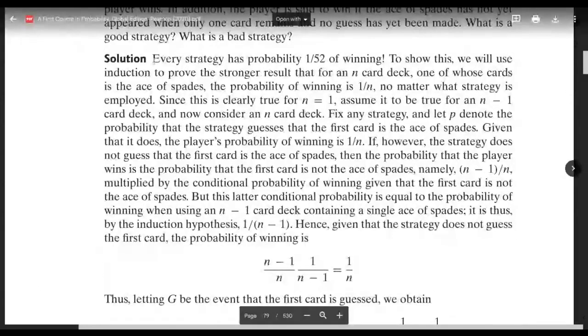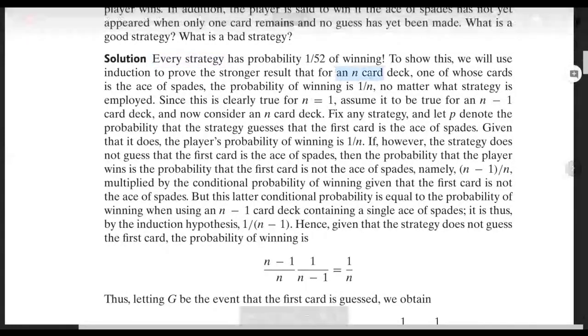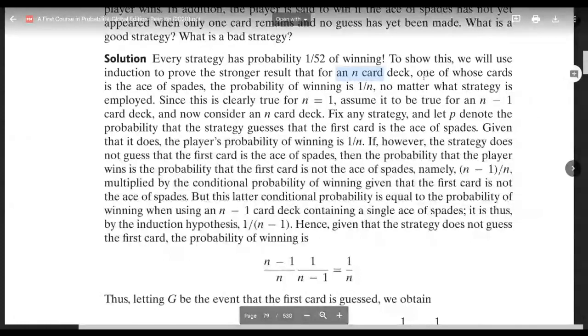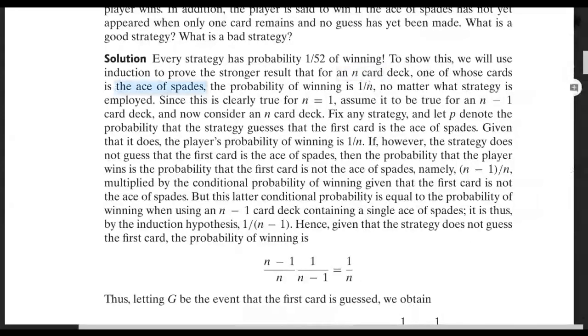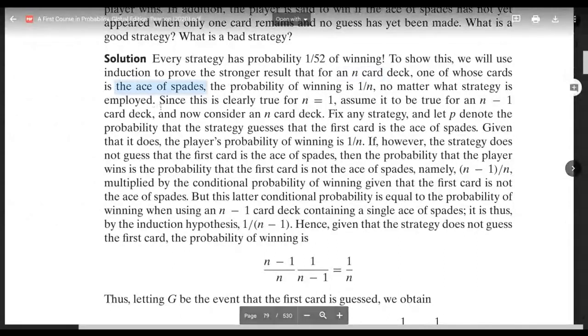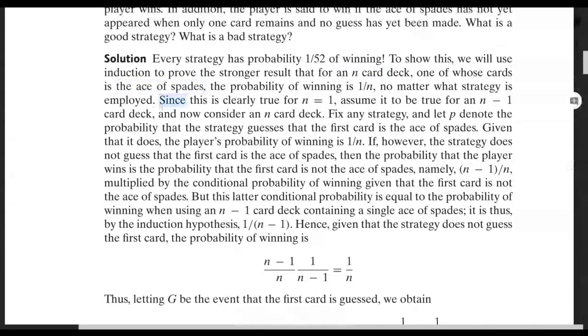Every strategy has probability 1 over 52 of winning. To show this, we will use induction to prove the stronger result that for the N card deck, like Tom likes to do, extending 52 to N cards, one of whose cards is the ace of spades, the probability of winning is 1 over N no matter what strategy is employed, since this is clearly true for N equals 1.